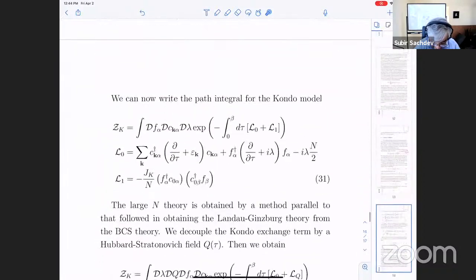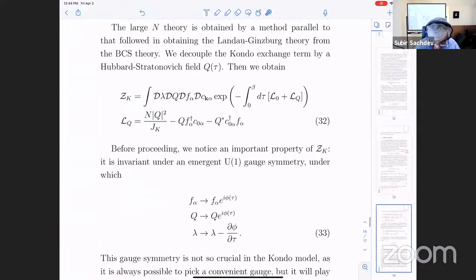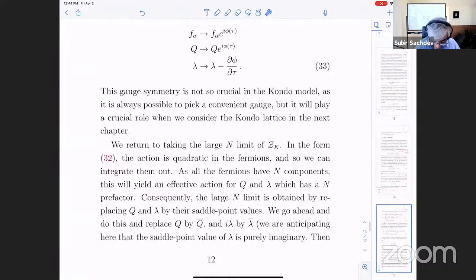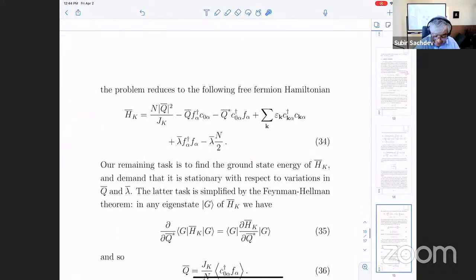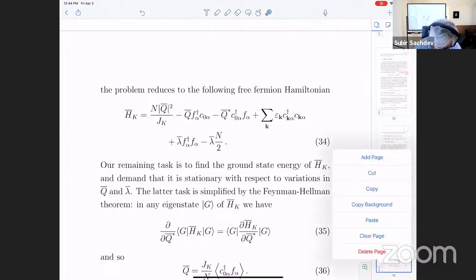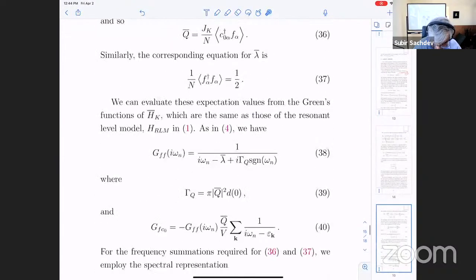I go through the path integral method here in the notes, because eventually we're going to need it for the purposes of this discussion. Let's just skip that, and let me just do it using the Hartree-Fock type method. So here's our Hamiltonian.